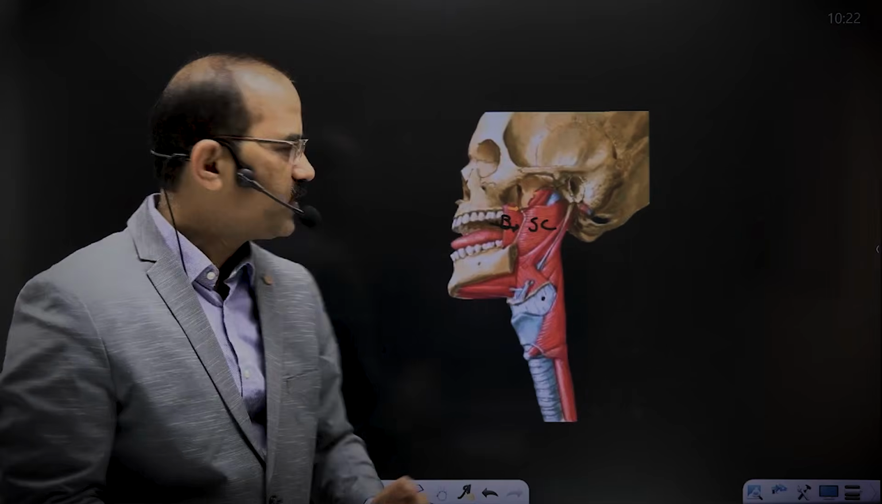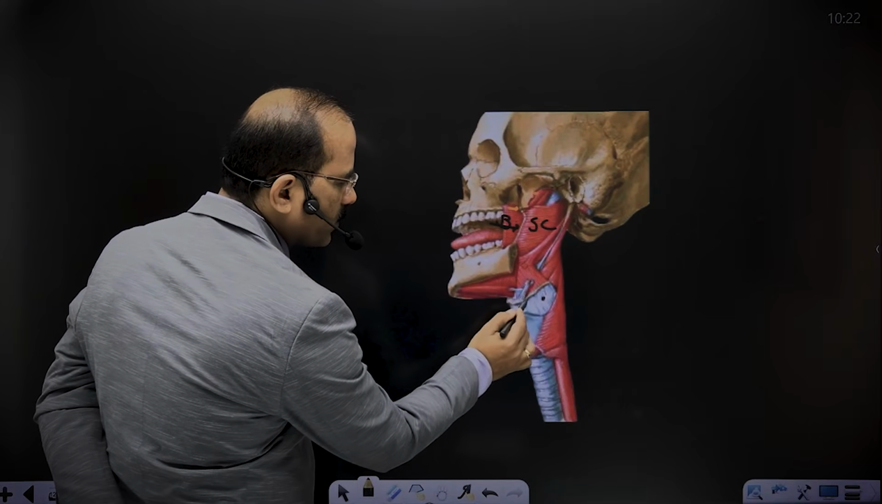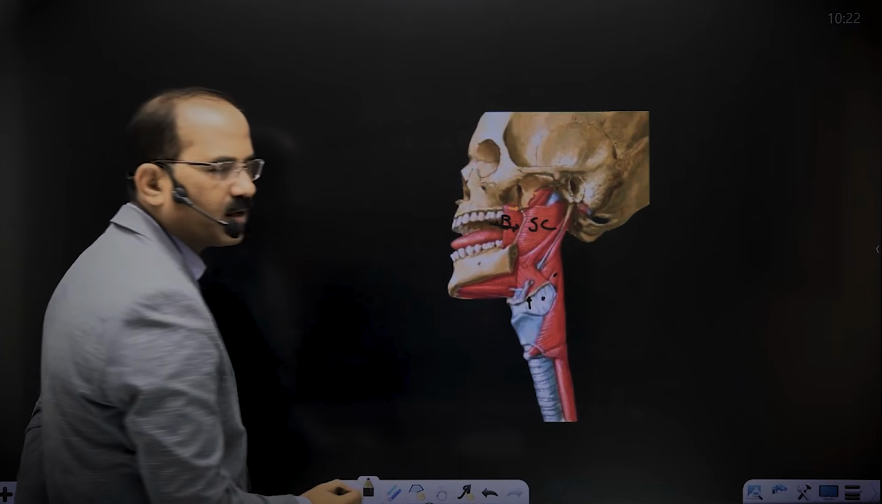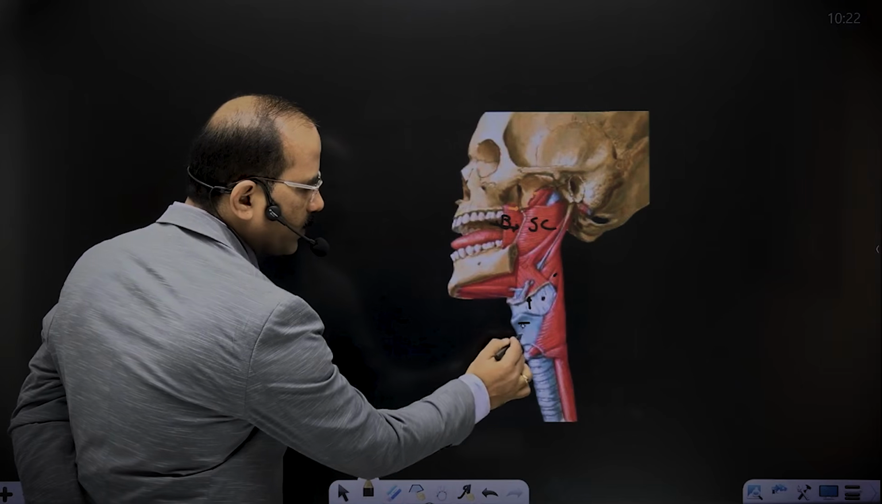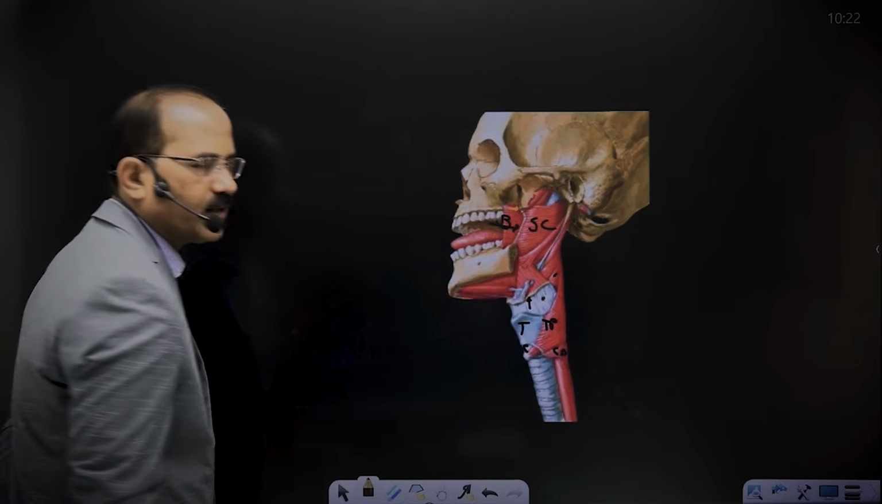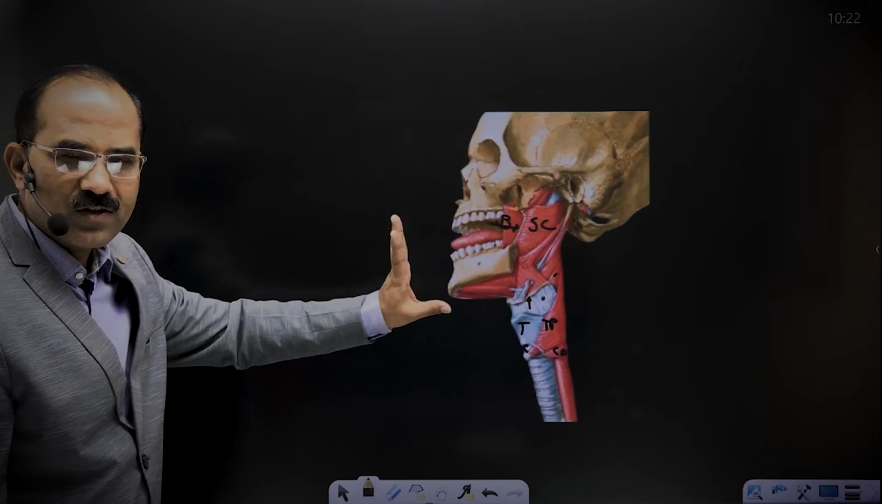That's a superior constrictor. What is this bone, students? That's the hyoid. So what is this muscle going to be? That's the middle constrictor. Now that's the thyroid and that's the cricoid. So this is the thyropharyngeus part and the cricopharyngeus part of inferior constrictor. Clear with this, all of you?